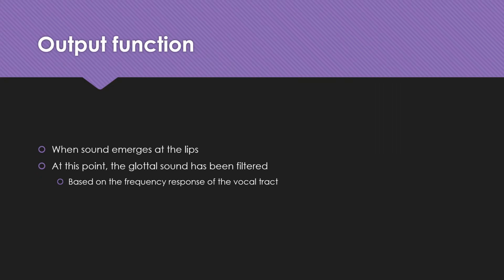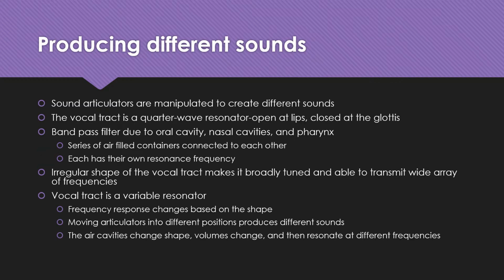And then the output function, which is the last graph, is showing what the sound is like when it emerges at the lips. So at this point, the glottal sound has been filtered based on the frequency response of the vocal tract. And this is what we actually hear as speech, or vowels, consonants, etc. To produce different sounds, various speech articulators are manipulated to create the different sounds that we hear.